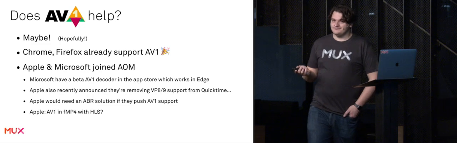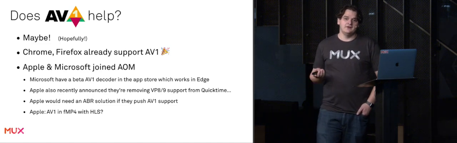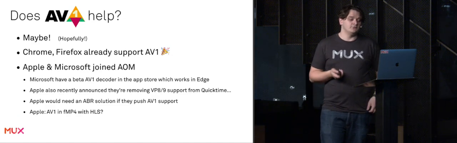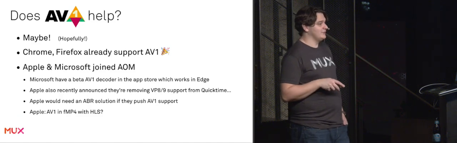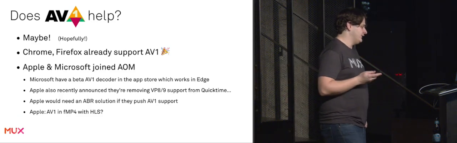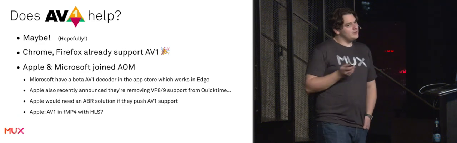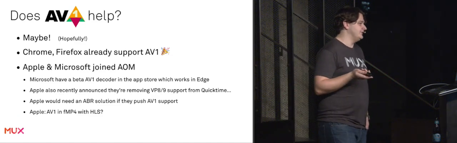Apple are in AOM. They haven't announced their intentions. We don't know what Apple are thinking while they're in AOM. They may be there to observe, they may be there to do something else. We don't really know. They also recently announced they're removing VP8 and VP9 support from QuickTime, so that's really unhelpful. Sending mixed messages much. But Apple would actually need an adaptive bitrate standard if they pushed for AV1. They would have to do something.